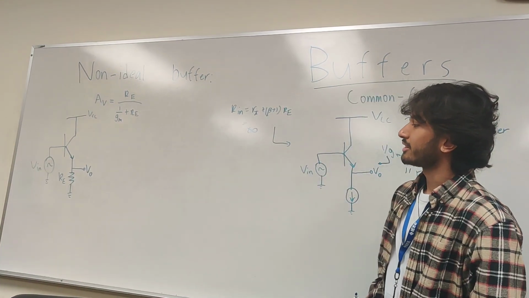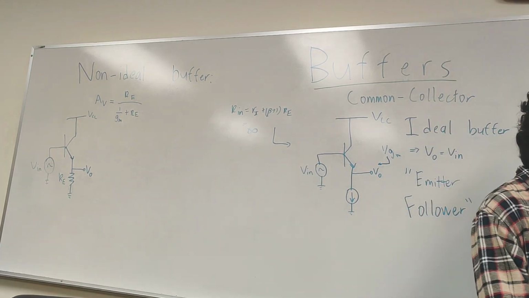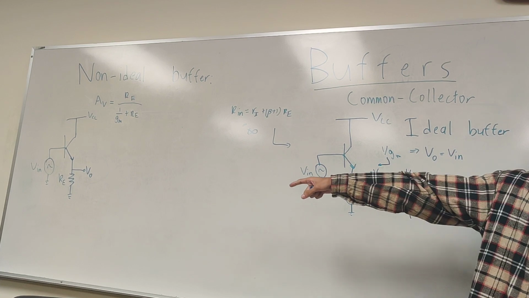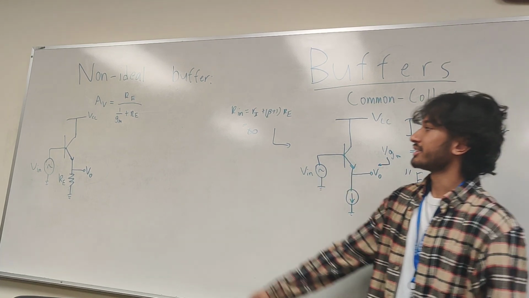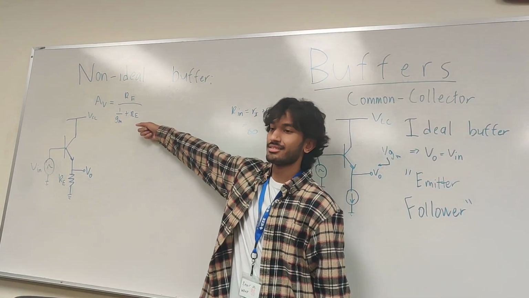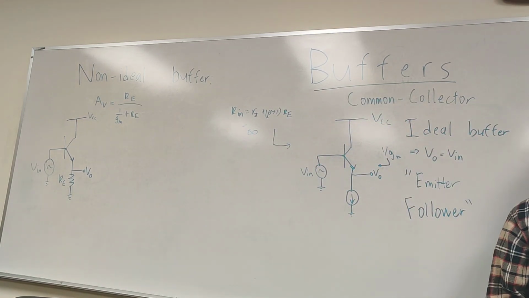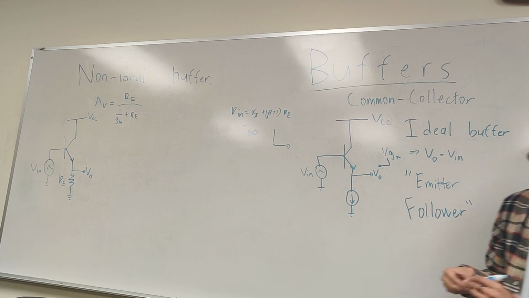Hopefully everyone can see that. I might redraw it over here too. Can you see it already? Okay. You just replace this thing with a resistor RE. And now your gain equation is RE over 1 over gm plus RE. Can you see it? Okay, cool.